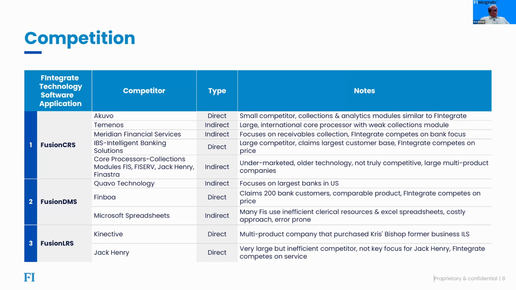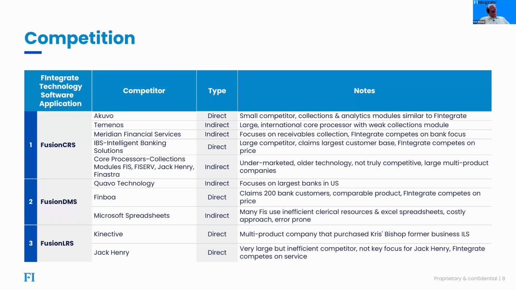What's interesting on this slide is our competition. So for the Fusion CRS, the Temenos products, all of those with the exception of Akuvo, are very old, 18-year-old, 20-year-old products that don't have a lot of new technologies built into them. They are owned by big companies, and they just haven't put a lot of the technologies into them.